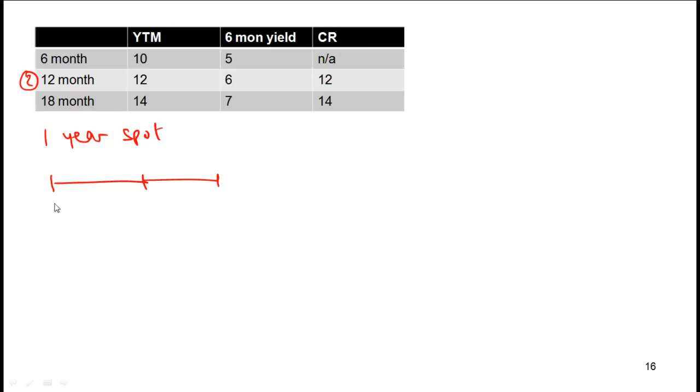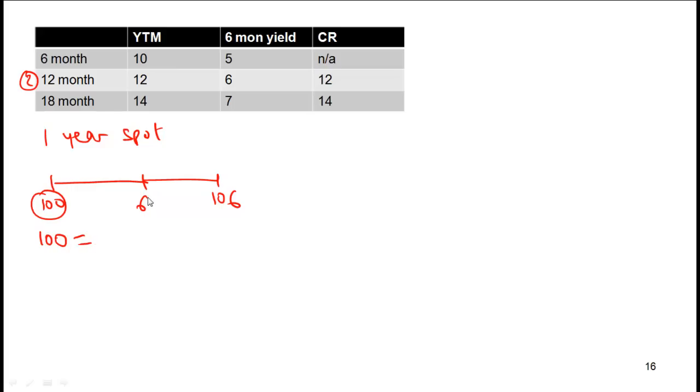At time 0, since this is a par value bond, we invest 100. And then the cash flow will be 6 and then 106. Why? Because the coupon rate is 12%. So that means every 6 months we get 6. At the end of 12 months we get 6 coupon plus 100, which is the par value that we get back. Now, what is the most precise way of coming up with the value of this bond? The present value, or the value of the bond, we said is 100.